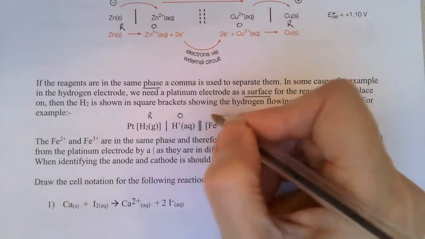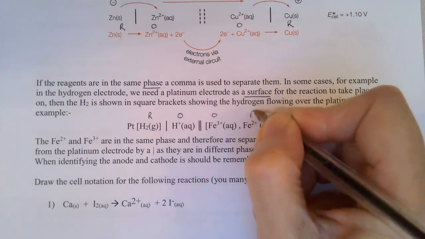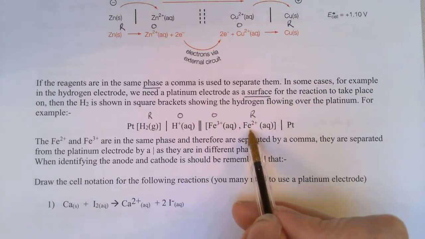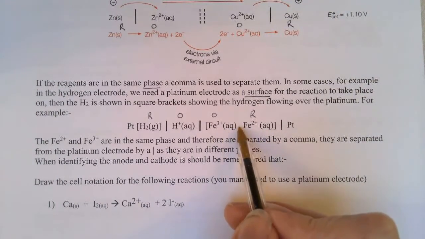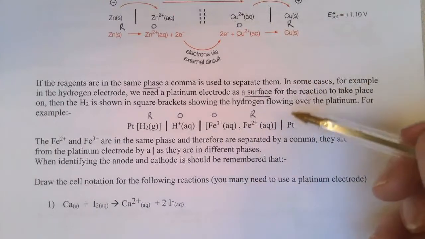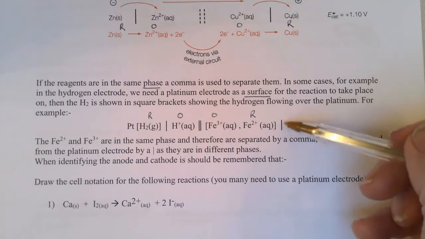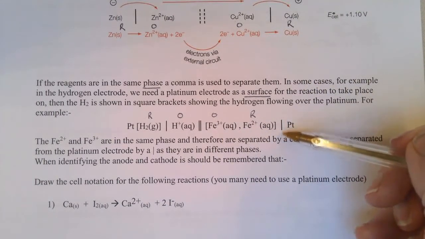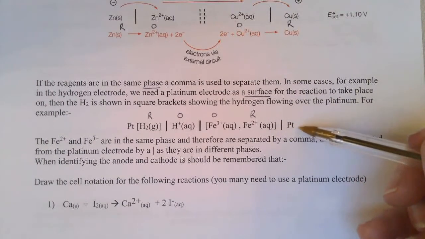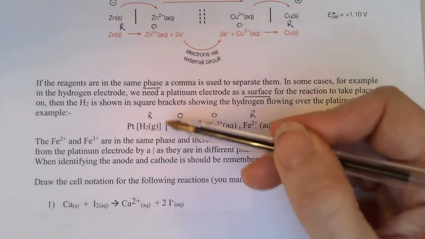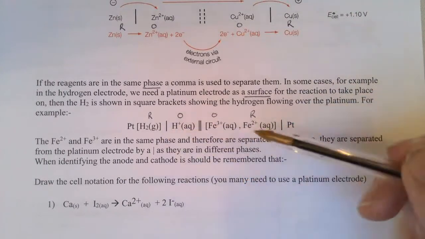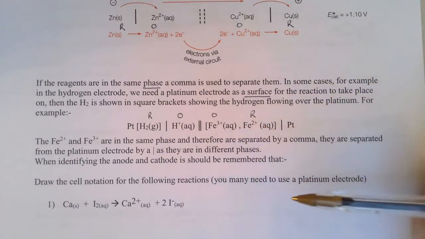And I've got my oxidized state going to my reduced state. Here, because these two species are in the same phase, they're separated by a comma, but they're separated from the platinum electrode, remember we need a surface on which this reaction takes place, with a straight line and the platinum on the outside. They do take a bit of practice getting used to, and there are lots of different symbols you need to learn. Things like the double line meaning the salt bridge, a single line representing a phase boundary, a comma separating the two components.